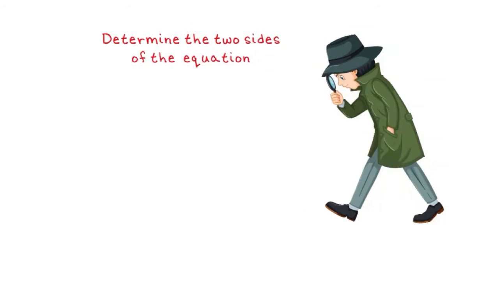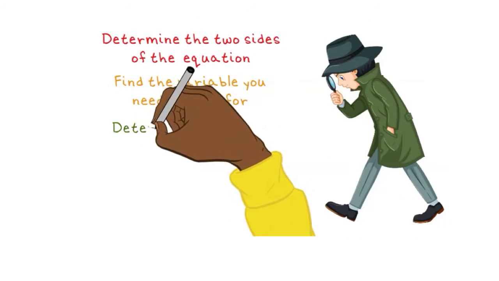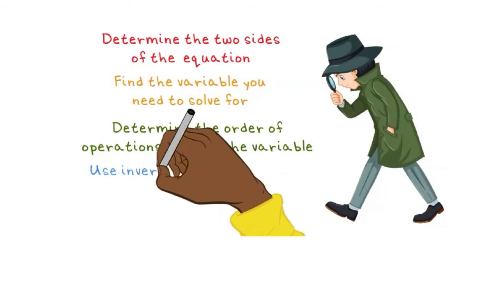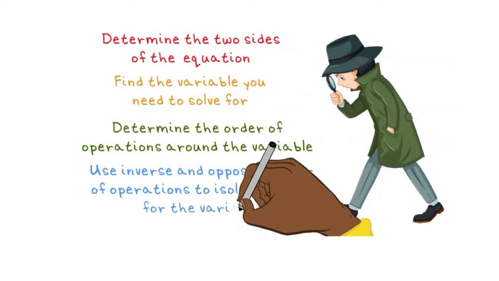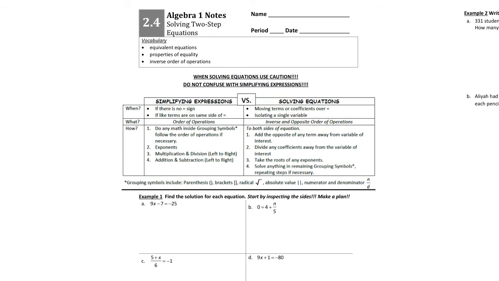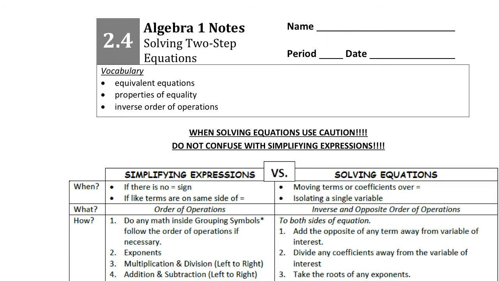Start by determining the two sides of the equation, find the variable you need to solve for, determine the order of operations around the variable, and then use inverse and/or opposite order of operations to isolate or solve for the variable. In this lesson, you'll see a lot of similarities with 2.3.